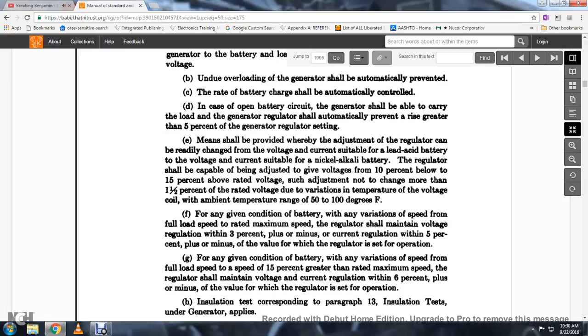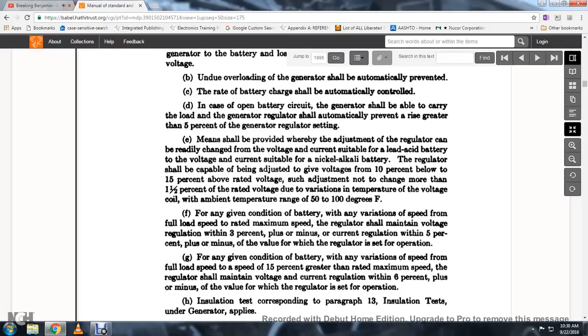The regulator shall be capable of being adjusted to give a voltage of 10% below to 15% above the rated voltage, such adjustment not changing more than 1.5% of the rated voltage with variation of temperature, with an ambient temperature ranging from 50 to 100 degrees Fahrenheit. F. For any given condition of the battery, at various speeds from the full load speed to the rated maximum speed, the regulator should maintain a voltage regulation within plus or minus 3% and current regulation within plus or minus 5% of the value at which the regulator is set to operate.